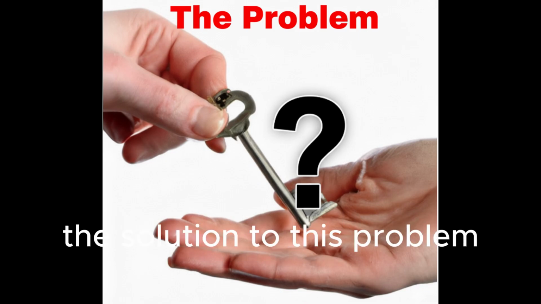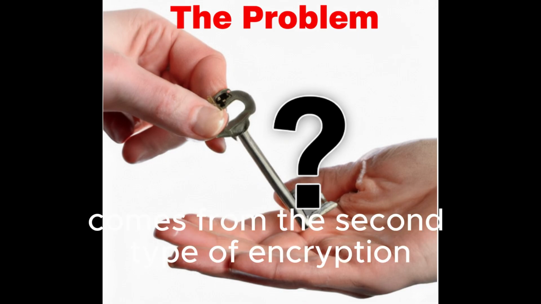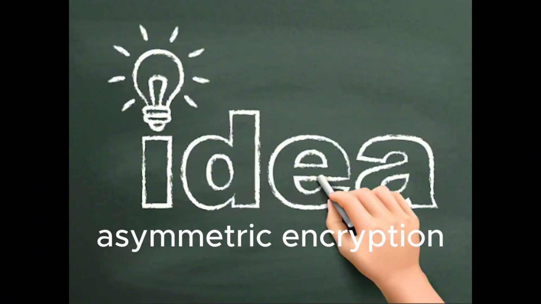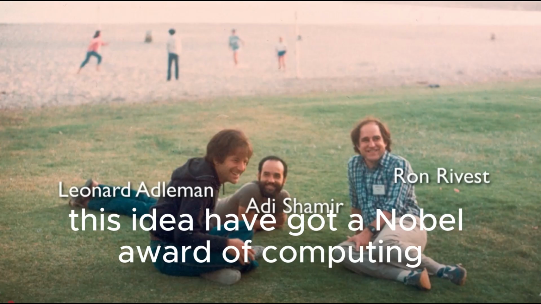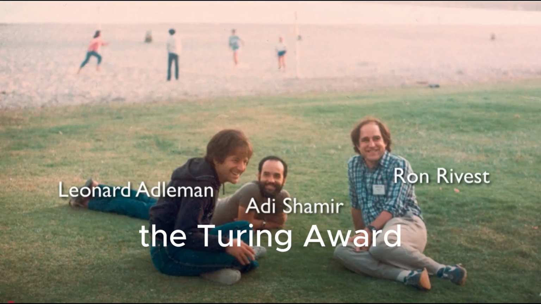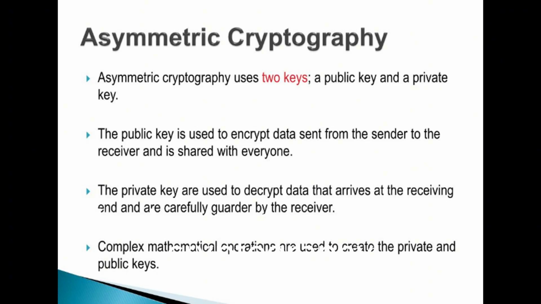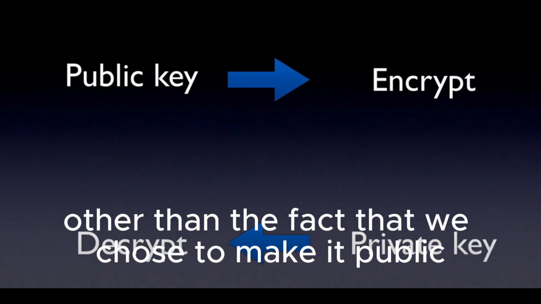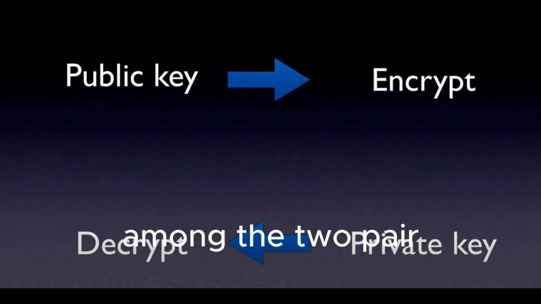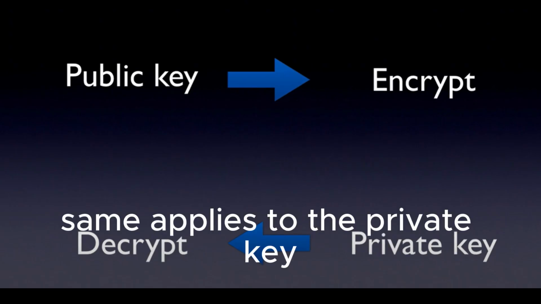The solution to this problem comes from the second type of encryption, asymmetric encryption. This is where things get clever. The people behind this idea have won the Nobel Award of Computing, the Turing Award. Asymmetric encryption, also known as public key cryptography, uses two mathematically linked keys, a public key and a private key. There isn't anything specific that makes the public key public other than the fact that we chose to make it public among the two pairs. Same applies to the private key.